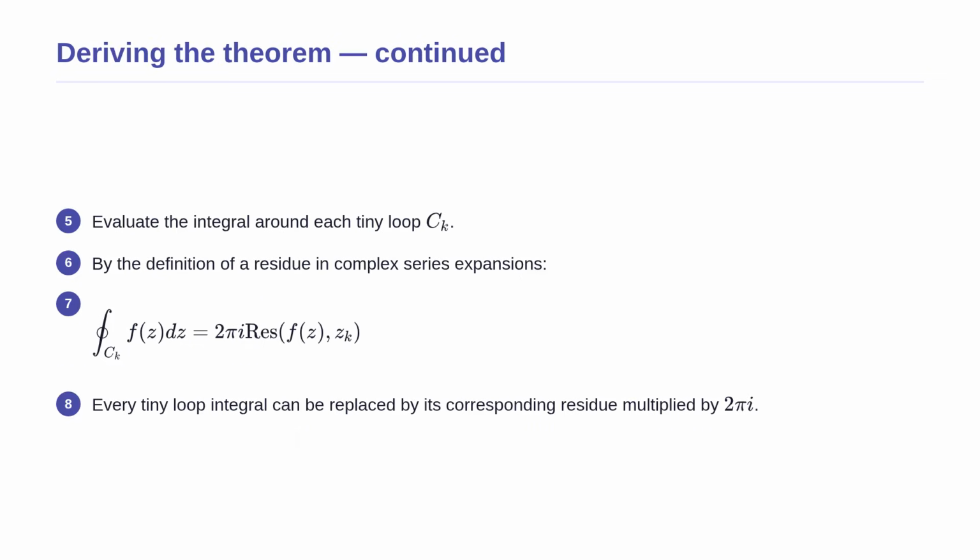Returning to our mathematical sum, we now evaluate the integral around each of these tiny loops. By the very definition of a residue, which comes from fundamental properties of complex series expansions, the integral of a function around a tiny loop enclosing a single singular point is exactly equal to 2 pi i times the residue at that point. Therefore, we can replace every single tiny loop integral in our large equation with its corresponding residue multiplied by this constant.